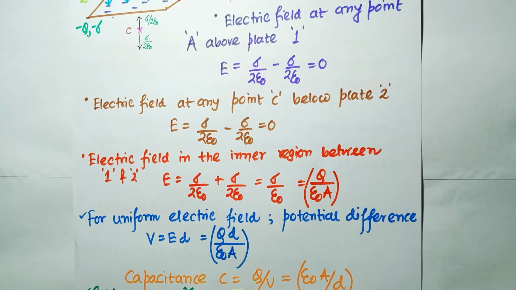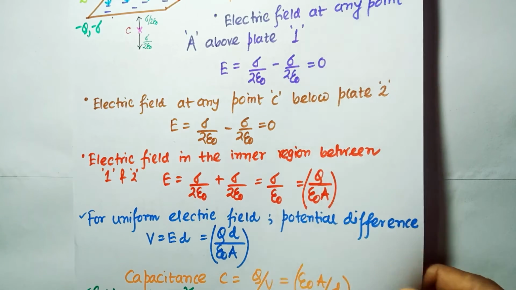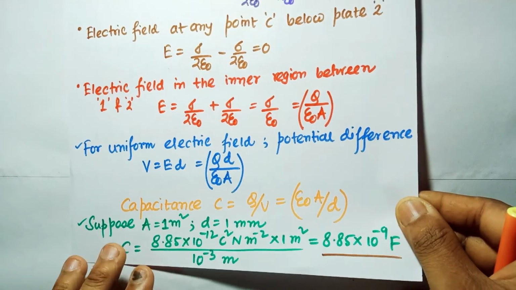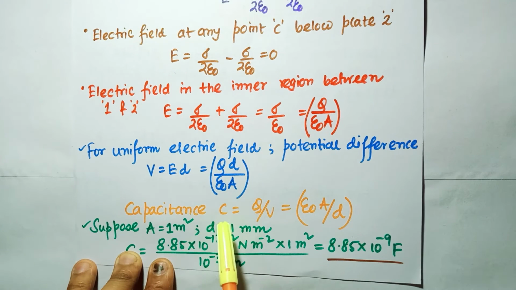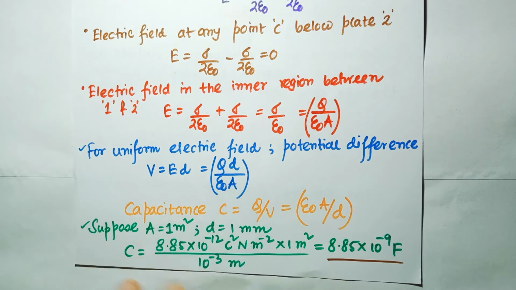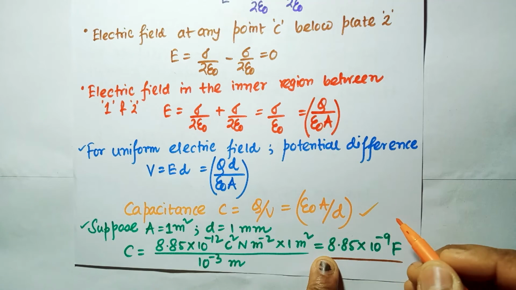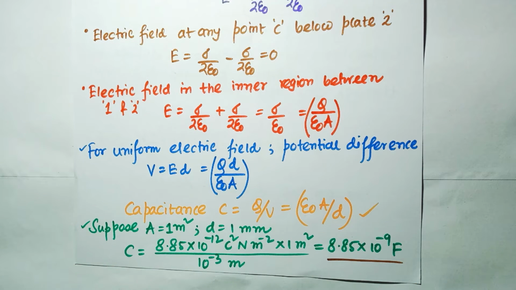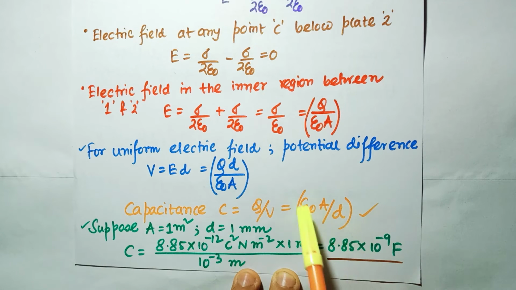Now for a uniform electric field, the potential difference will be V is equal to the electric field times the distance between the two plates, which means Q D by epsilon naught A. So the capacitance C is equal to Q over V, which is epsilon naught A by D. This is one important relation for the parallel plate capacitor. The capacitance depends on the area of the parallel plates and the distance between them, and epsilon naught is called the free space permittivity.